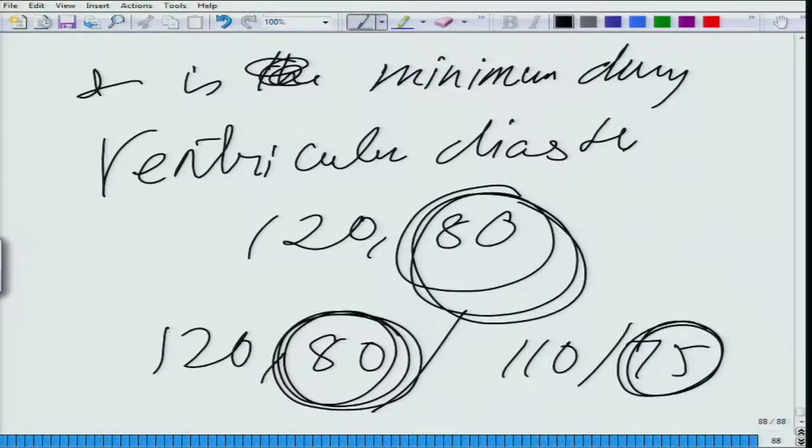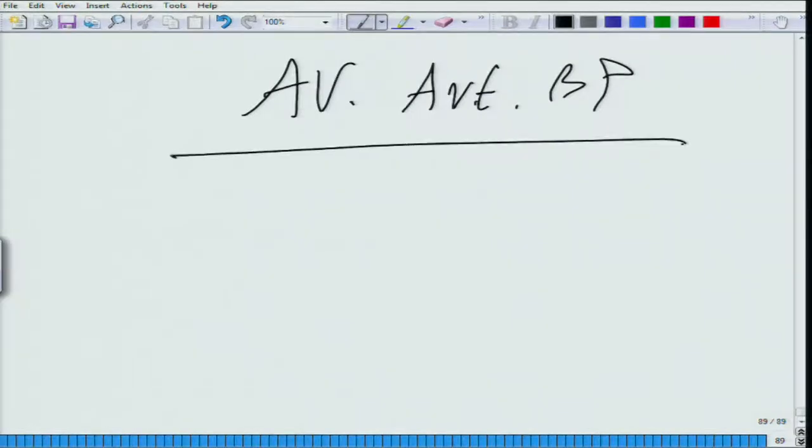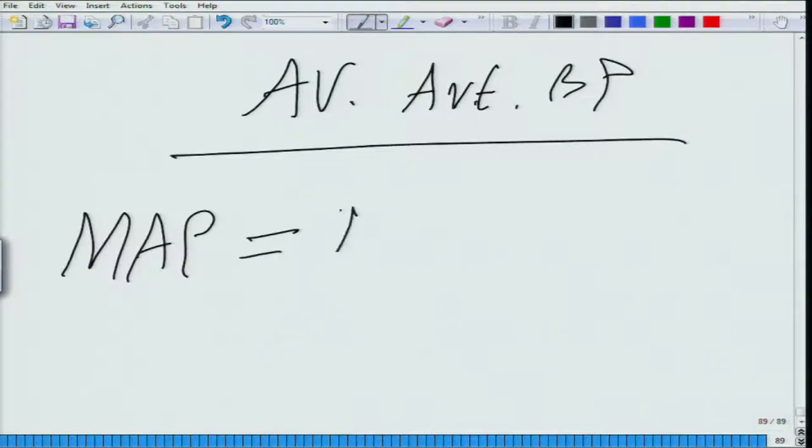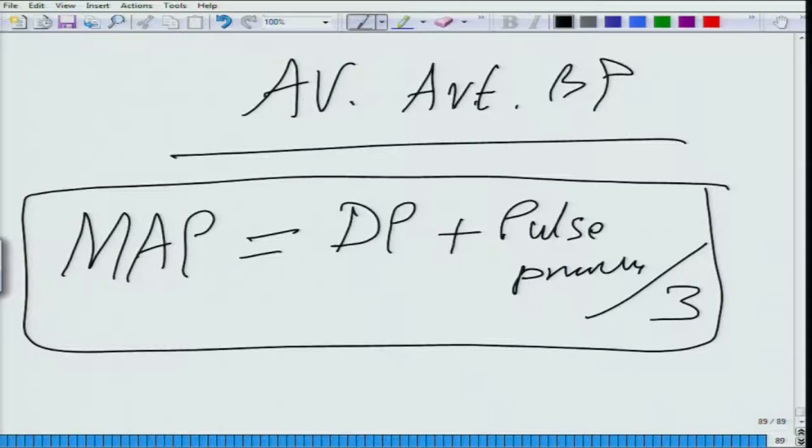So, if this is so, then the way it is being reported is called average blood pressure or average arterial blood pressure. It is also called mean arterial pressure, which is equal to diastolic pressure plus pulse pressure divided by 3. Pulse pressure is the difference between the systolic pressure and the diastolic pressure.